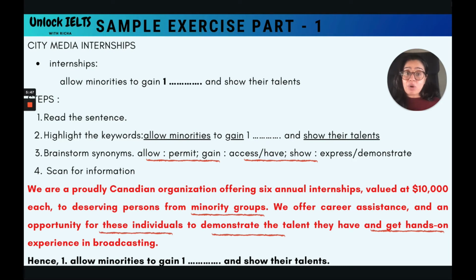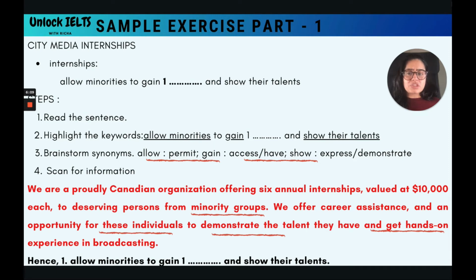As the answers come in order, let's begin with the first sentence. The strategy says we need to read the sentence: allow minorities to gain and show their talents. We need to highlight the keywords. As you can see on the screen, I have highlighted allow minorities, gain, show their talents.